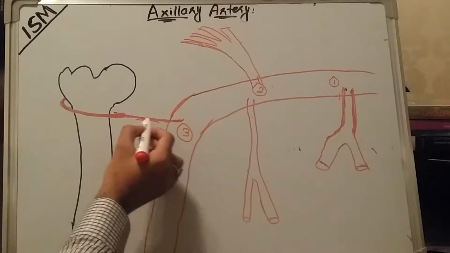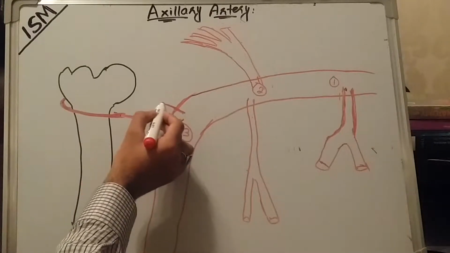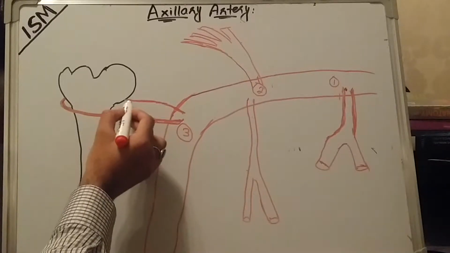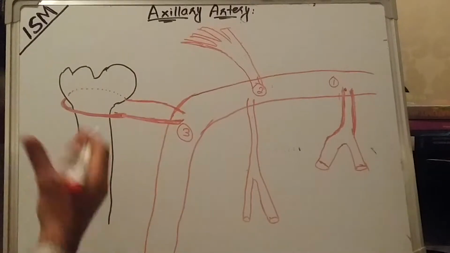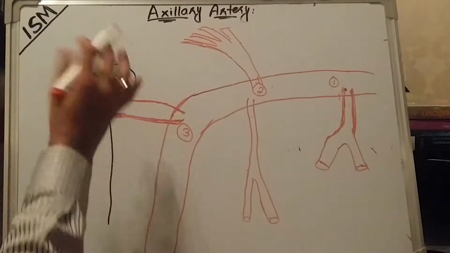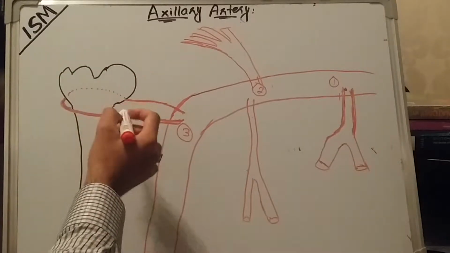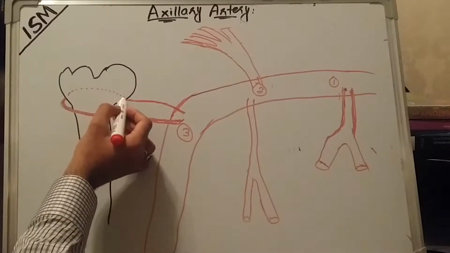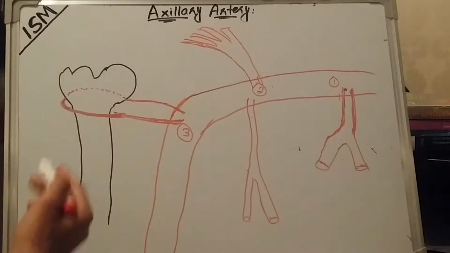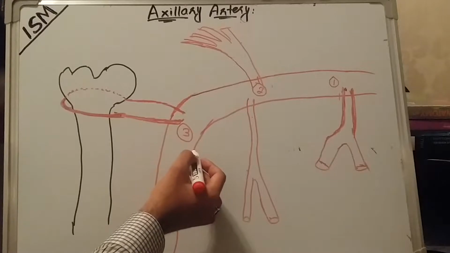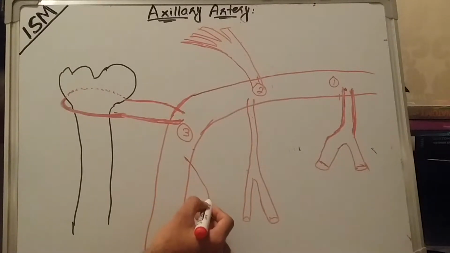The other branch is behind the surgical neck of the humerus bone. So it is called the posterior circumflex humeral artery. And it forms an anastomosis here behind the surgical neck. So these two branches, and the third branch which originates from here, that is the subscapular branch.